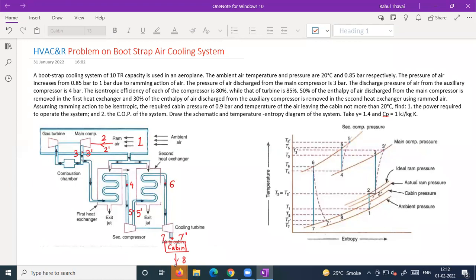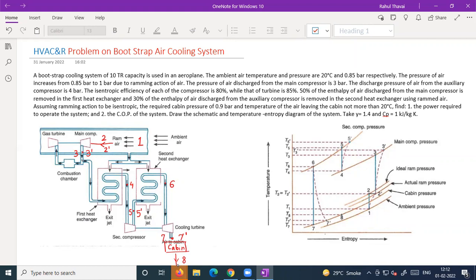And similarly, once it is getting out of the turbine, it is supplied to the cabin. And in the cabin, what happens? The cabin gets cooled, but the air gets heated. So you will get a temperature at point number 8 which is greater than the temperature at point number 7. When the temperature of the air increases, the cabin gets cooled.